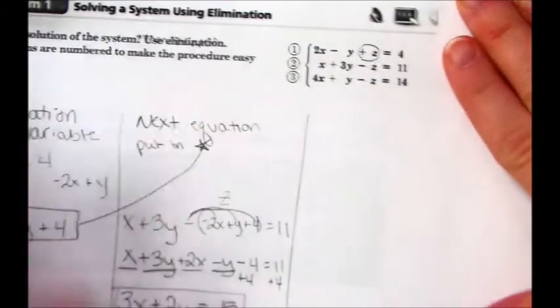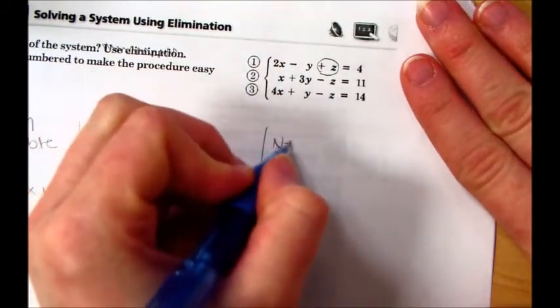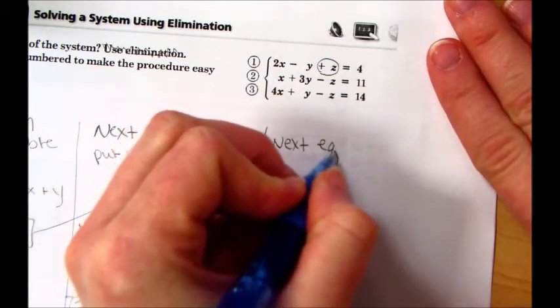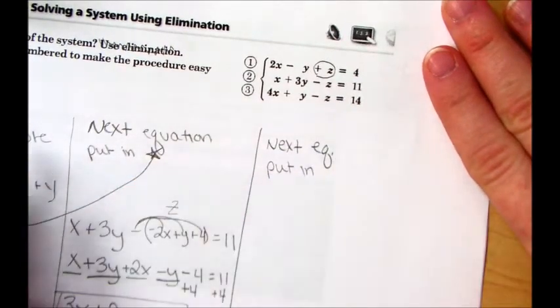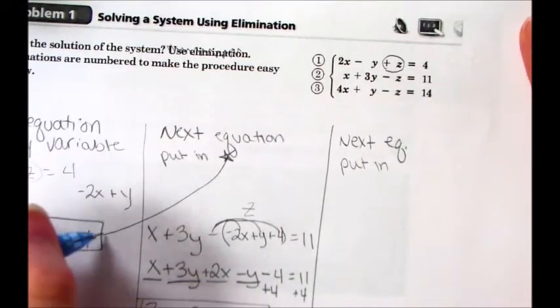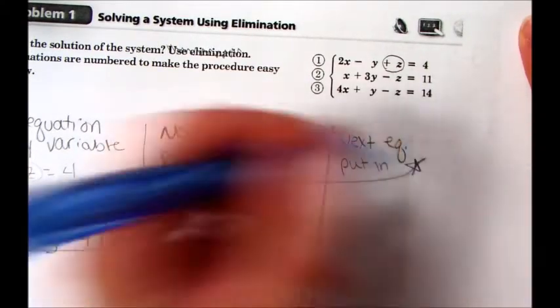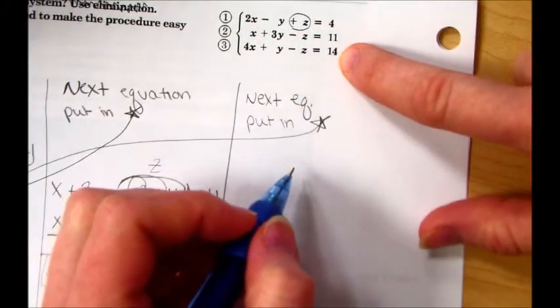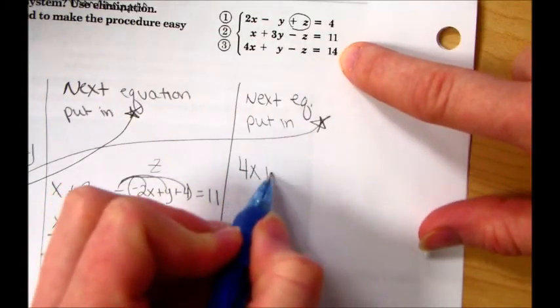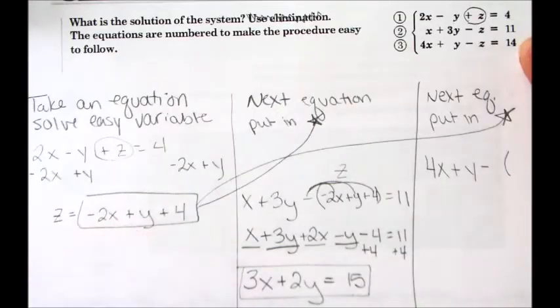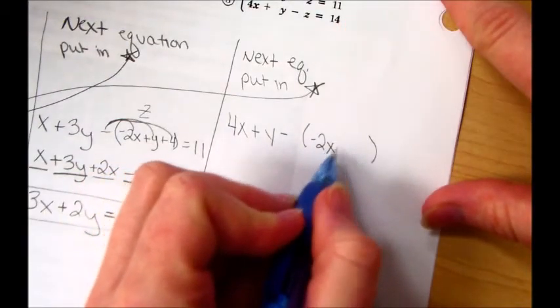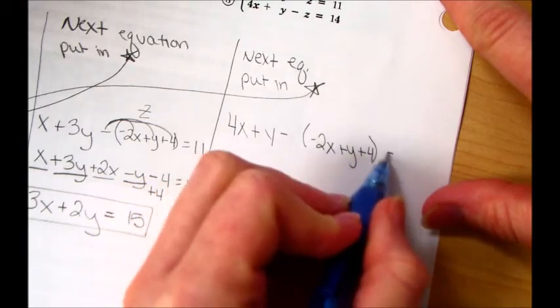Again, we're going to do that, but this time we're going to do it with a third equation. So next equation, the last one that you haven't touched yet. Again, we're going to put in what we got from our first step. So ready? I'm going to draw a really long arrow. I'm going to put in that equation. So this one right here: 4x plus y minus, but not minus z, minus what we got over here: negative 2x plus y plus 4 equals 14.